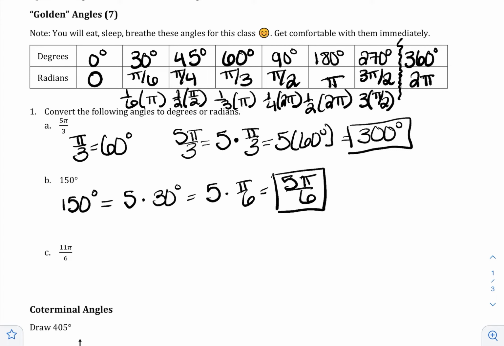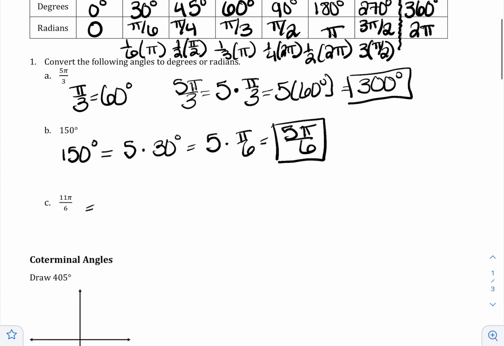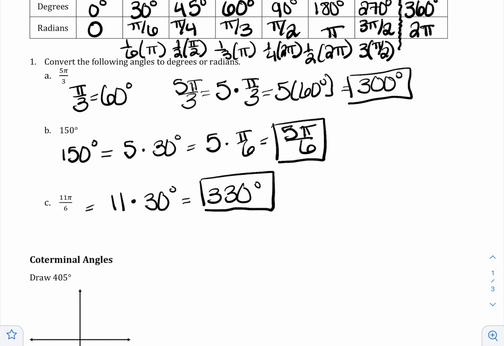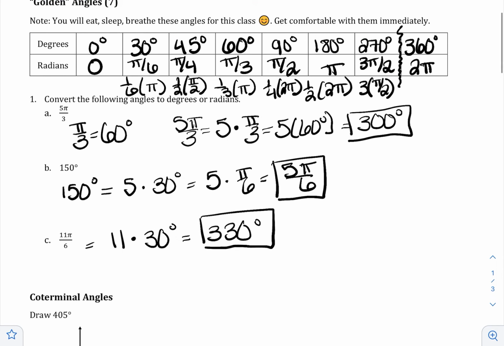Okay, one more, 11 pi over 6. This is going to be 11 times pi over 6. But pi over 6 is 30 degrees. So this is going to be 330 degrees. So it's like a little trick that if you know your golden angles, then you can convert other angles faster. You can, of course, still use the conversion formulas. It will still work, the conversion formulas, always. But this is, again, just a little trick for you to see.